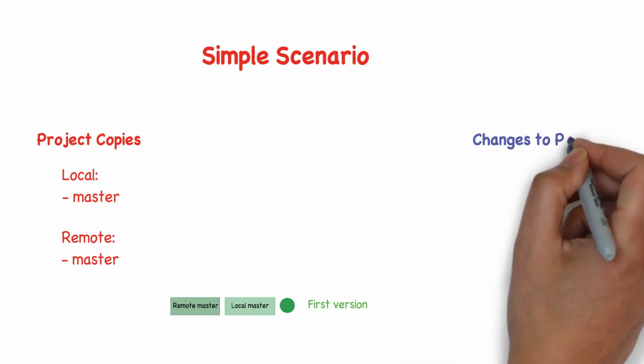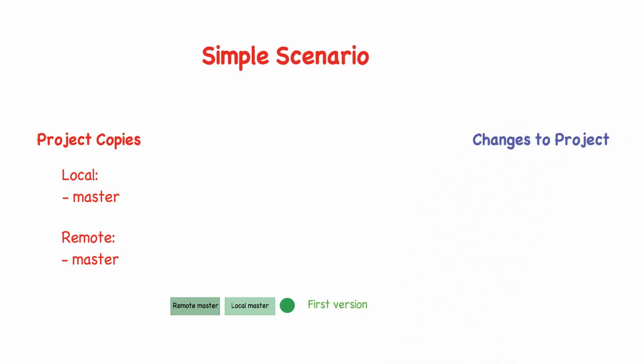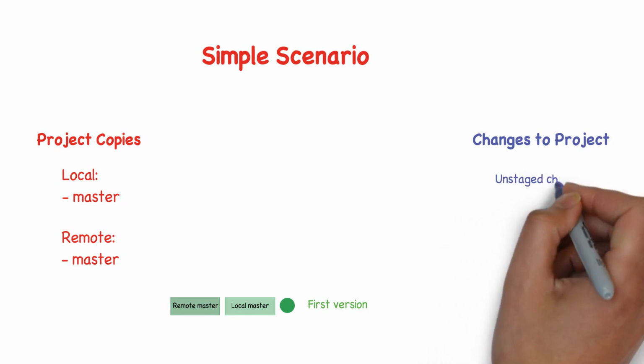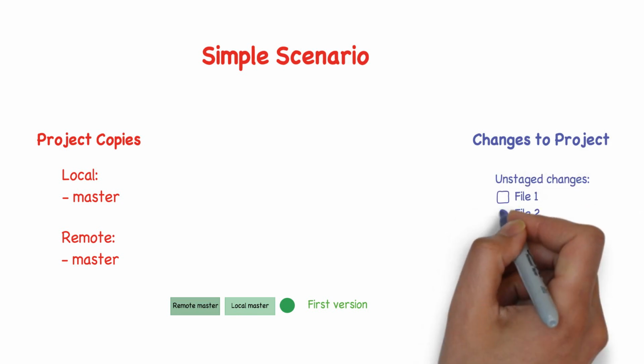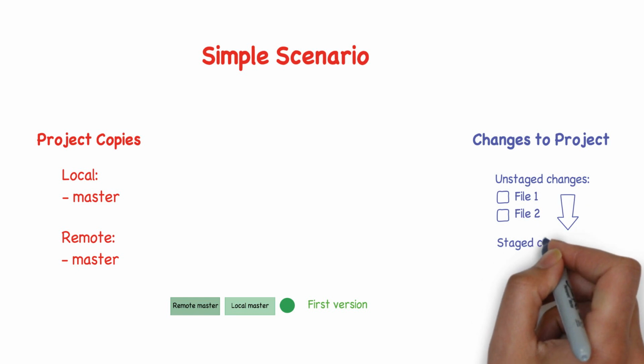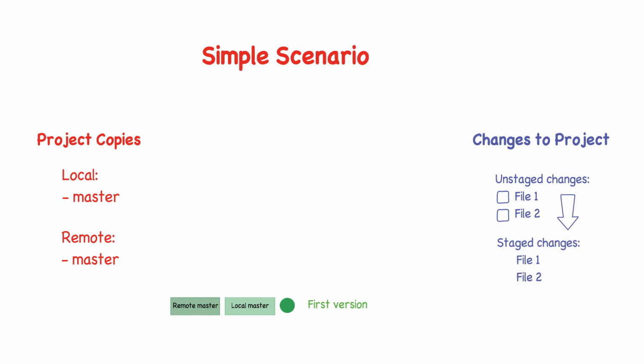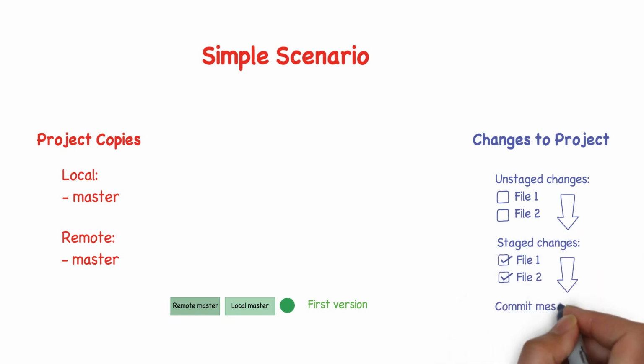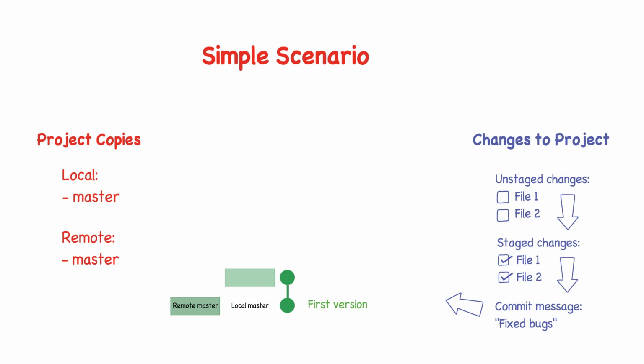Now I'll make some changes in 2 files to fix some errors. The files will automatically show up under unstaged changes. When I check them off, they are moved to the staged changes. All I need to do is enter a commit message and hit commit. This commits the changes to the local master and annotates them with my commit message.